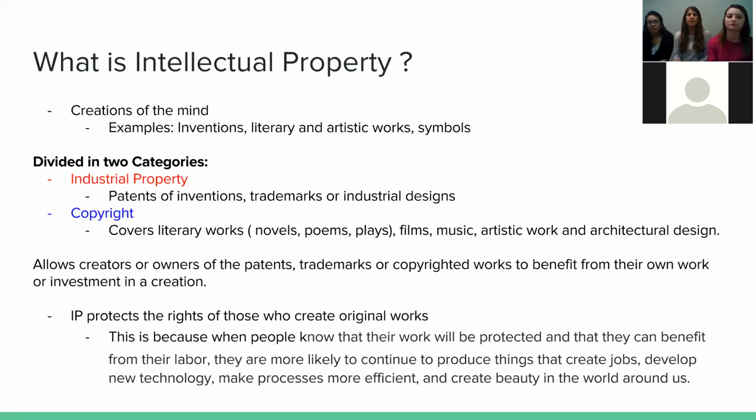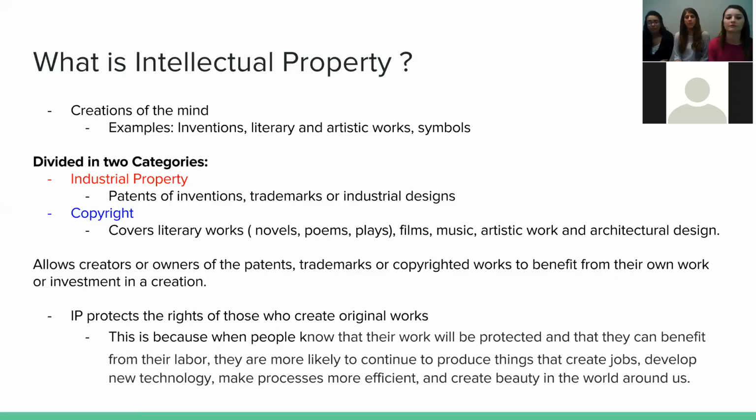So the next topic is intellectual property. Intellectual property refers to creations of the mind. Some examples are inventions, literary and artistic work, and symbols. It's divided into two categories: industrial property and copyright. Industrial property includes patents of inventions, trademarks, or industrial designs, and copyright covers literary works like novels, poems, plays, and then there's films, music, artistic work, and architectural design.